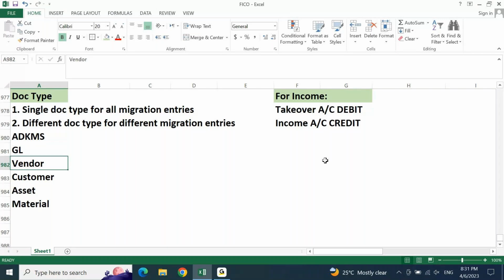Now, GL account is identified with what? The account type S. Vendor is K, customer is D, asset is A, and material is M. Is this account type and the single digit identification in SAP clear?